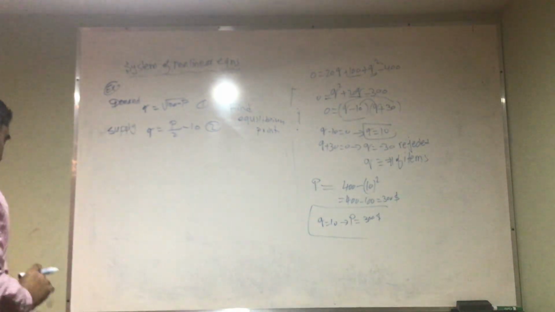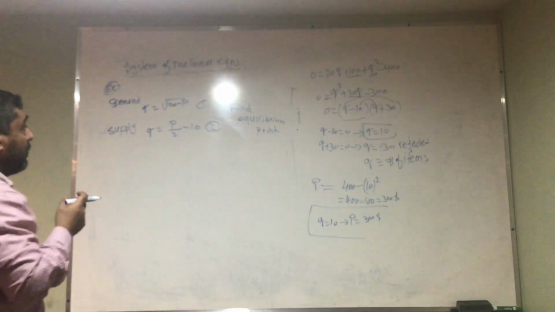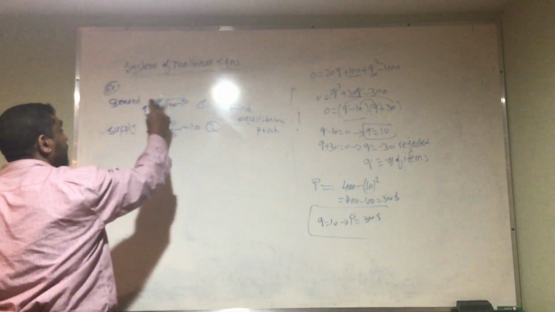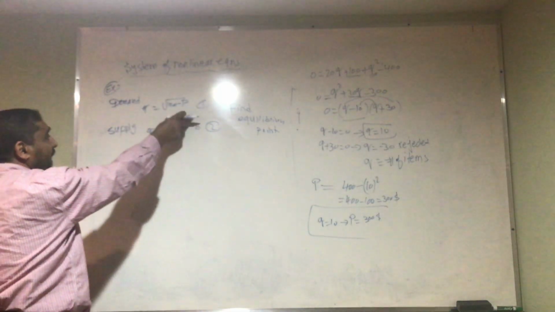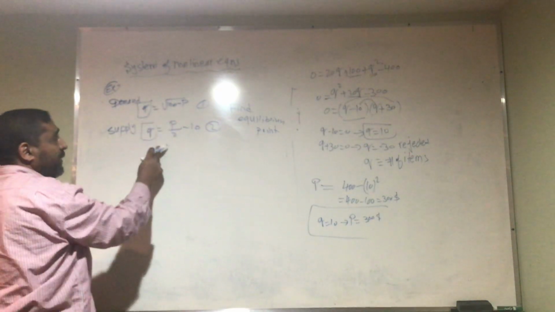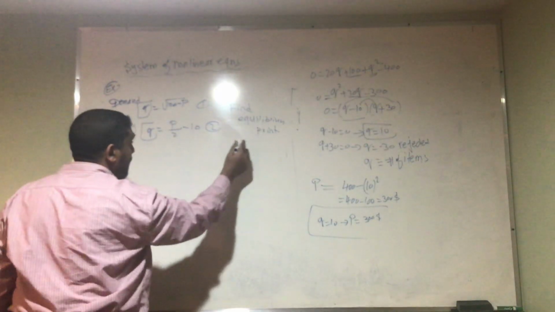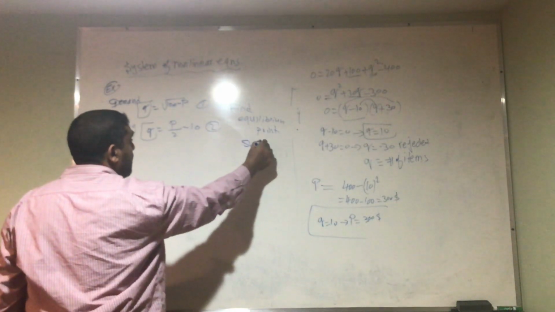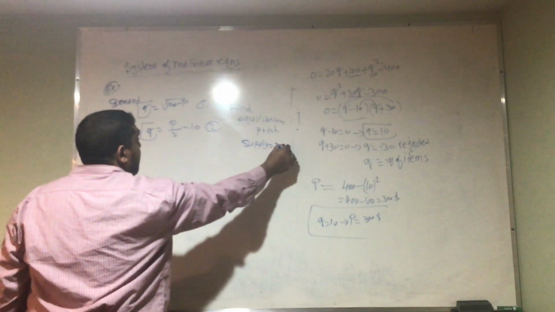Okay, guys? How to find the equilibrium point? So now I know something here. You have a square root, so here you have Q equal that, and here Q. The same Q here. So I'm going to equate them. The equilibrium point is when the supply equals the demand, right? They are the same.